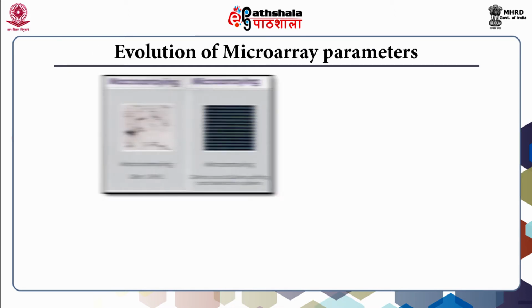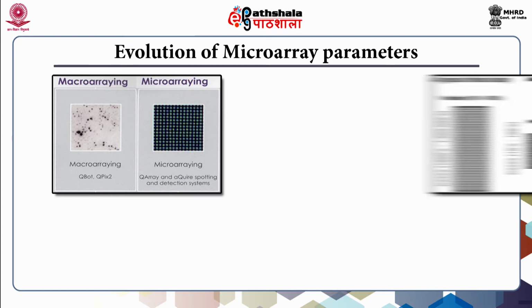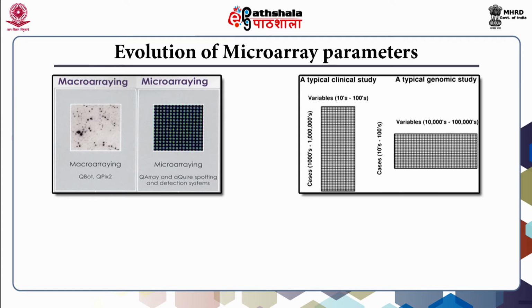The evolution of microarrays transforms from a typical clinical study to a typical genomic study. When we compare macroarraying versus microarraying, in the typical clinical study, as is seen in the slide, the number of variables runs from tens to hundreds, whereas around 1,000 to a lakh of cases are required to perform a perfect clinical study. Whereas in a typical genomic study, the number of variables can range from 10,000s to 1 lakh, and the number of cases required would be only from tens to hundreds.